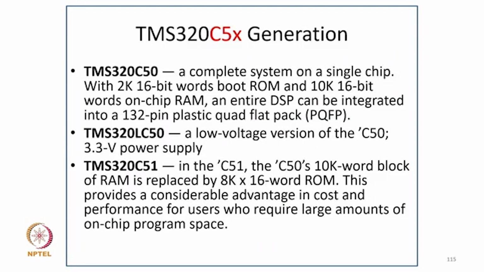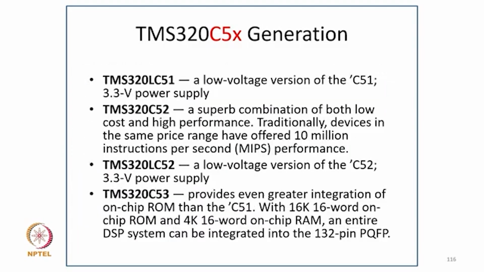So TMS320C50 is a complete system on a single chip with 2K 16-bit words of boot ROM and 10K 16-bit words of on-chip RAM. An entire DSP can be integrated into a 132-pin plastic quad flat pack, PQFP, and TMS320LC50 is a low-voltage version of the C50 with a 3.3 volt power supply, and TMS320C51 is the C51. The C50's 10K block of RAM is replaced by 8K 16-bit word ROM. This provides a considerable advantage in cost and performance for users who require a large amount of on-chip program space.